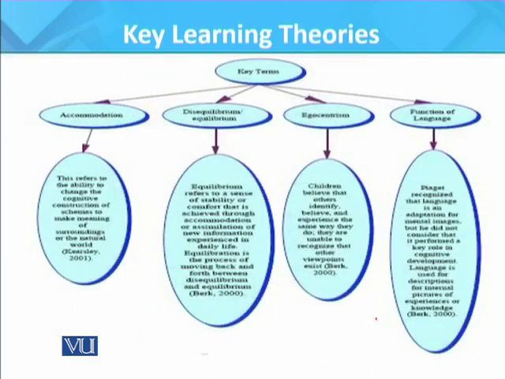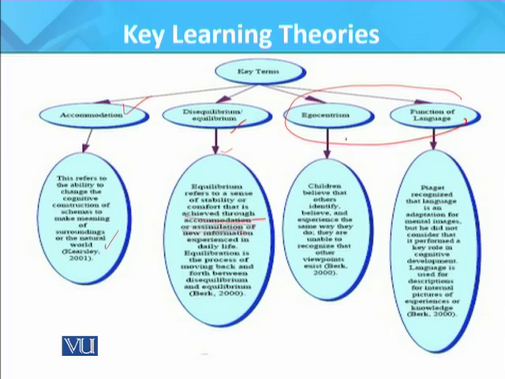Let's understand 2 more characteristics here in relation to accommodation and the state of disequilibrium or equilibrium. Accommodation, as we have seen, is the ability to change the cognitive structure of schemas to make meaning of surroundings. And this state, disequilibrium or equilibrium, refers to the stability or comfort that is achieved through accommodation and assimilation.